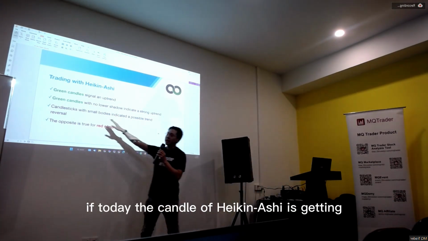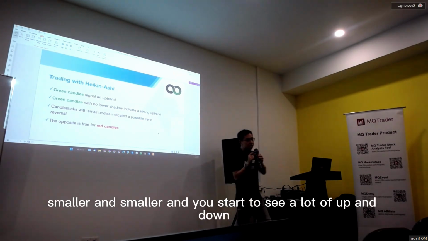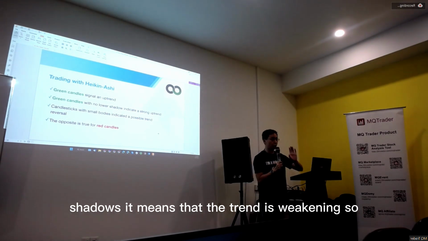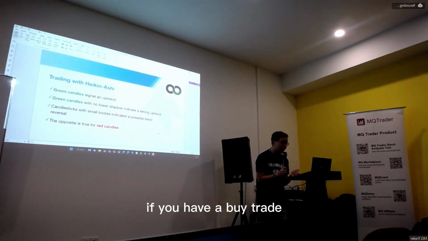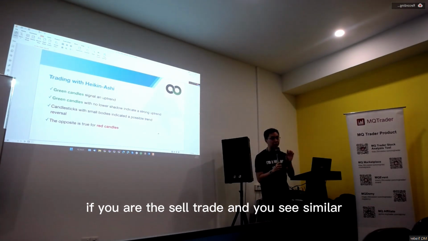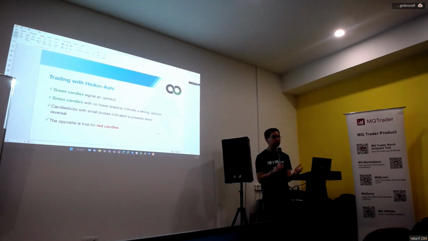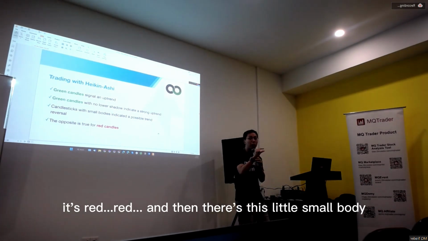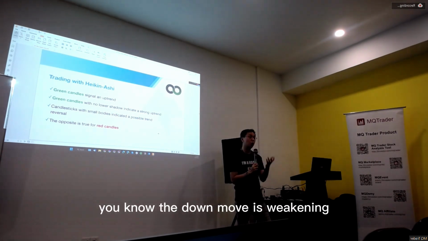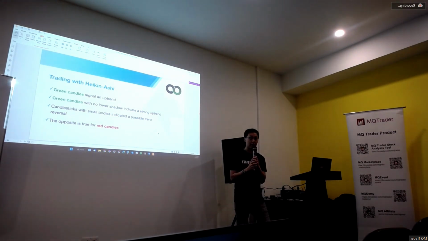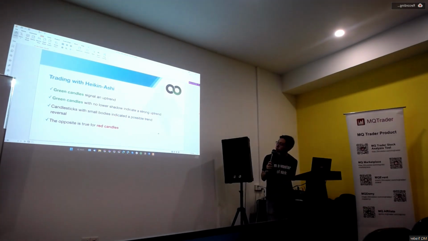So if today the Heikin-Ashi candle is getting smaller and smaller, and you start to see a lot of up and down shadows, it means that the trend is weakening. So if you have a buy trade, you might want to exit or be prepared to exit. If you have a sell trade and you see similar weakening of strength, be prepared to exit the trade. Or the opposite can be true, right? If you start to see, oh, it's red, and then there's this little small body, up shadow, down shadow, you know the down move is weakening, you can get ready to get in and buy. Okay, so you utilize it on both sides, yeah?